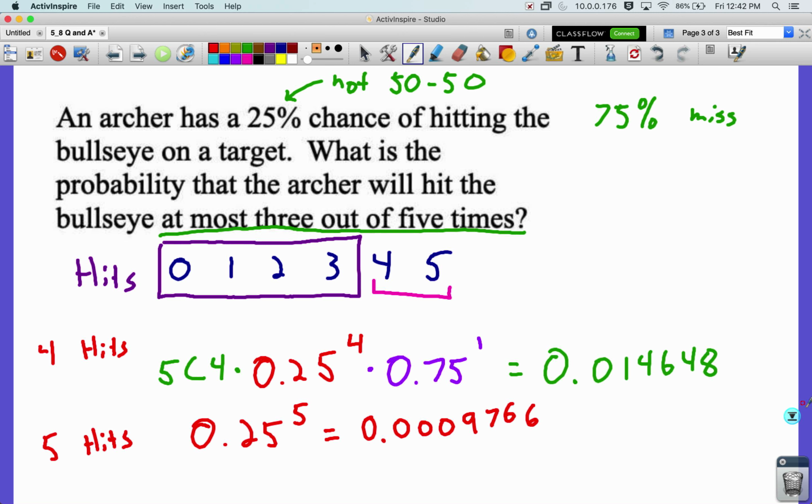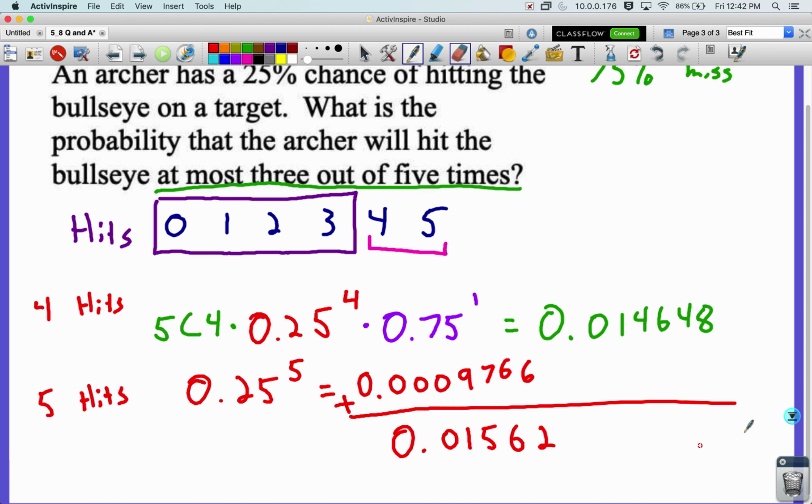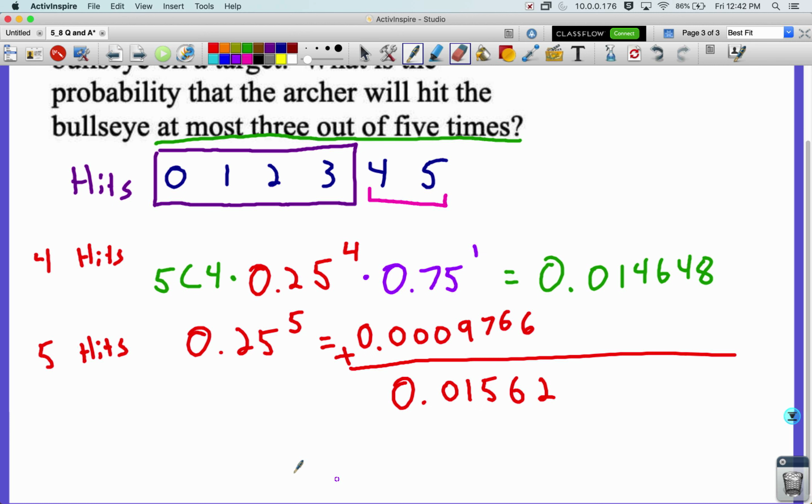All right, let's add these together. I guess I wouldn't put my addition symbol there, I'd put it over here-ish. 0.014648, and I get 0.015624, but don't forget that's the probability that we hit it 4 or 5 times. So we've got to subtract this from 1, 1 minus this number here, gives us our chance that we hit at most 3 times.